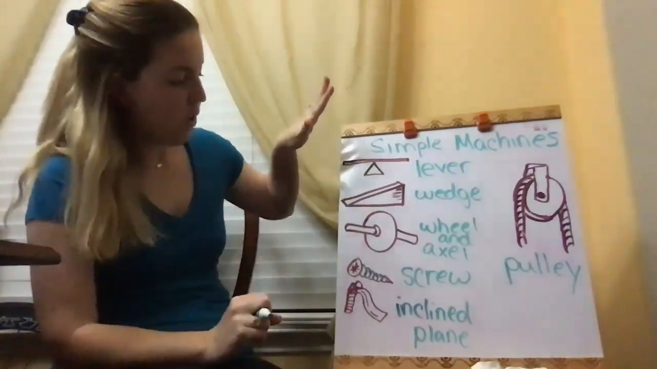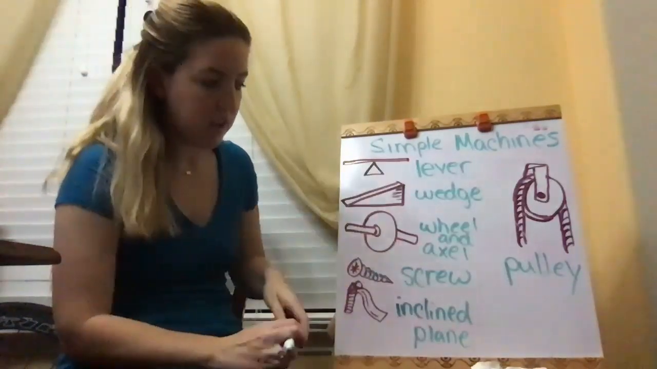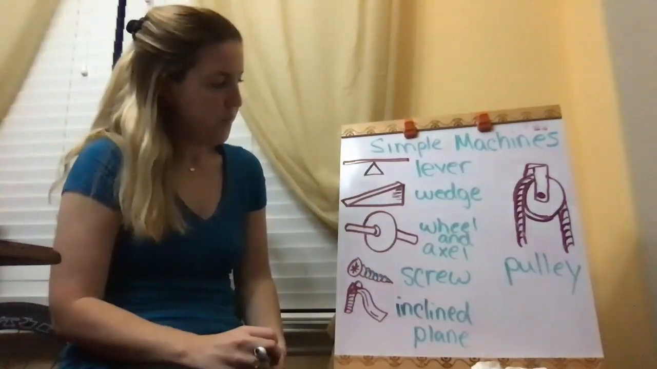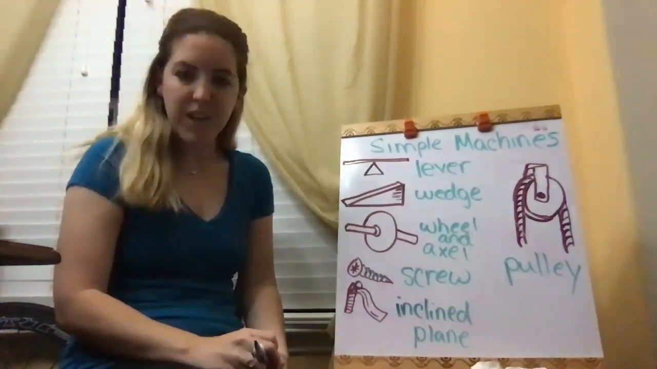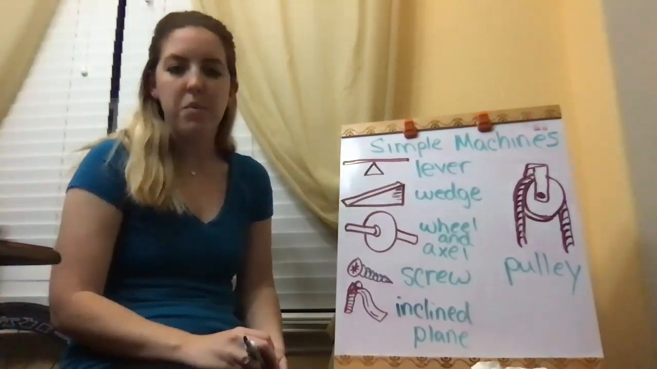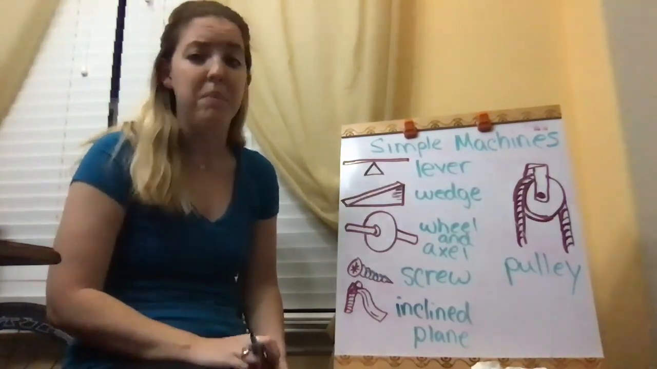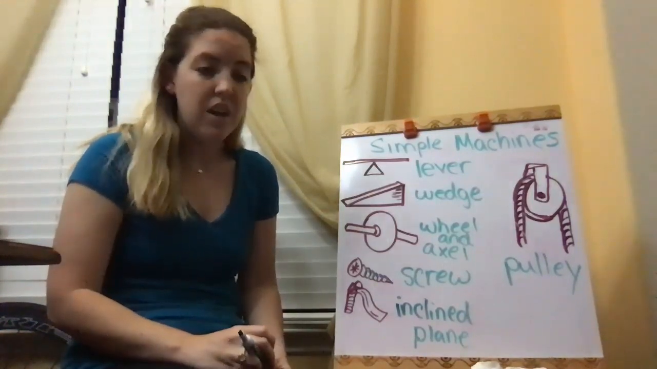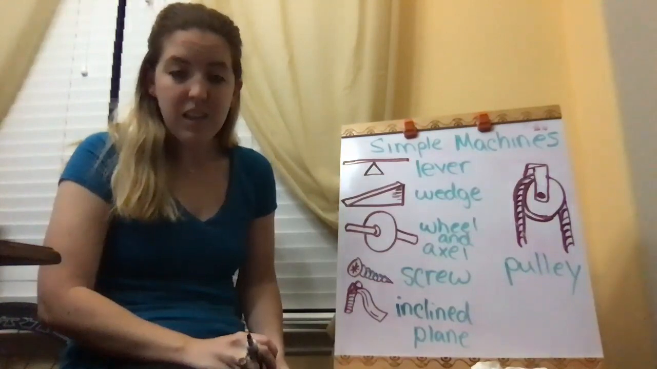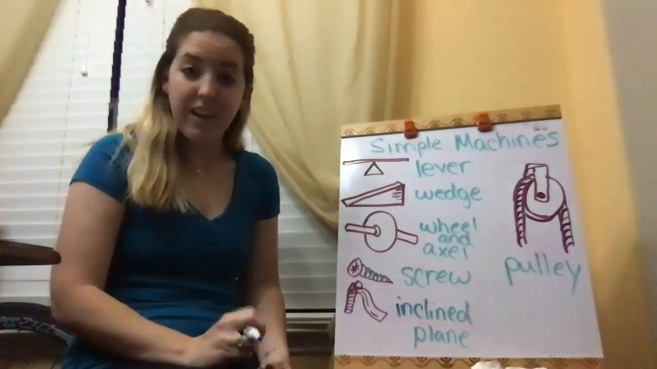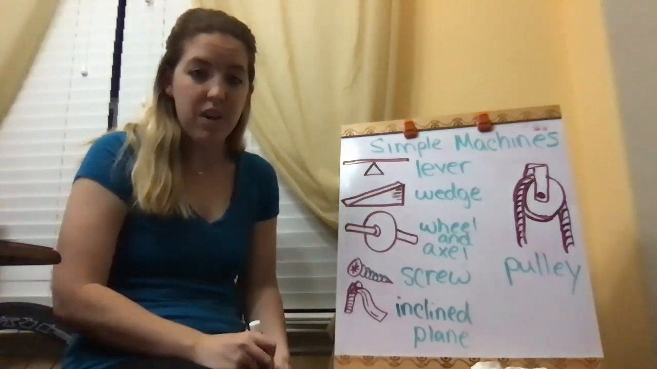But these are our 6 simple machines that I really want you guys to get familiar with. And have fun with this. Look around your house and see what kind of simple machines you can find or you can make. Science is all about thinking outside the box and using your imagination. And I can't wait to see what you guys do with simple machines.